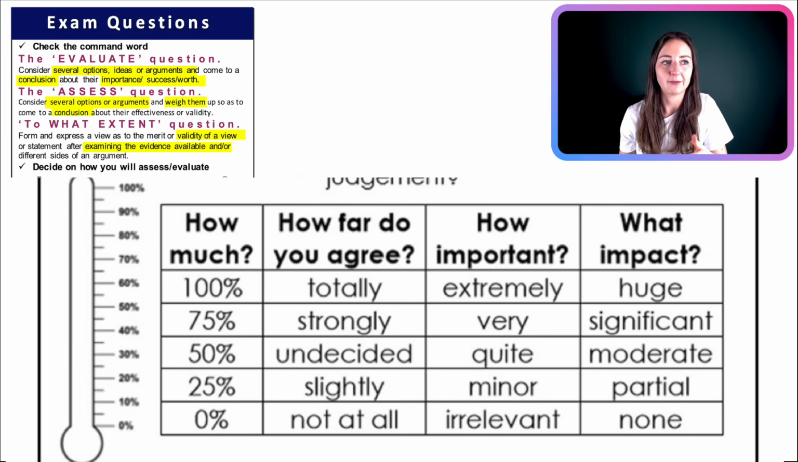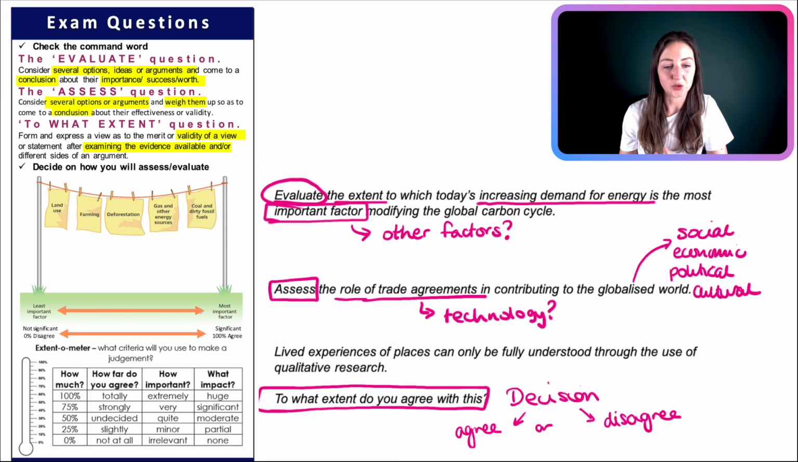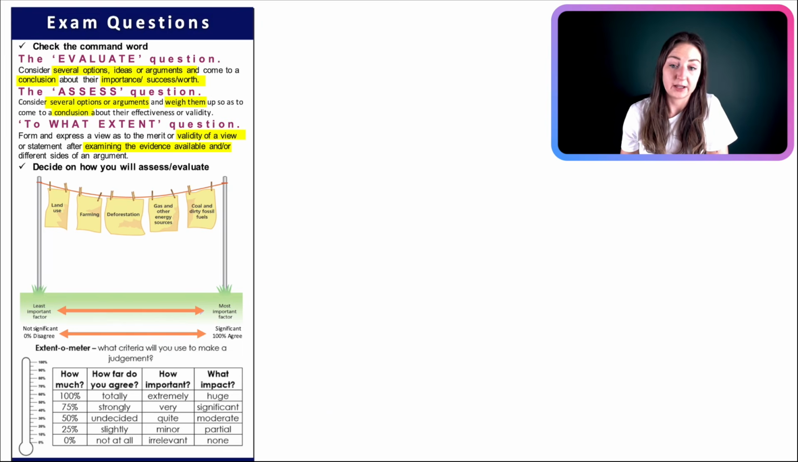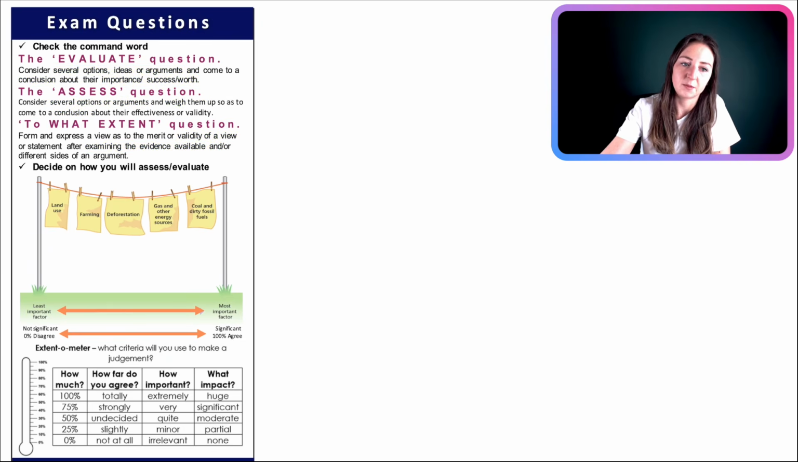And part of that A-level geography skill is weighing up these different opinions. And that's what the evaluate, the assess, and to what extent questions do. So it's really important to look at the exam questions, work out if there's anything that's missing, if there's anything that you want to do to add to it that it's not telling you about. So if we go on to the next part, the assessment objectives.